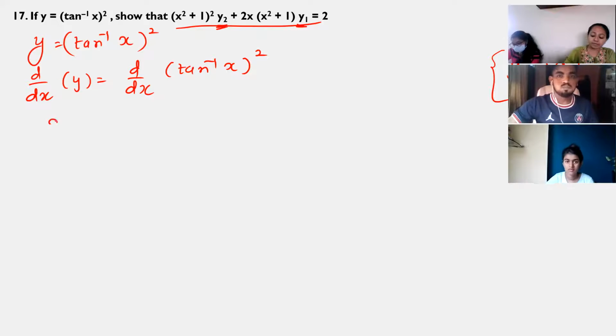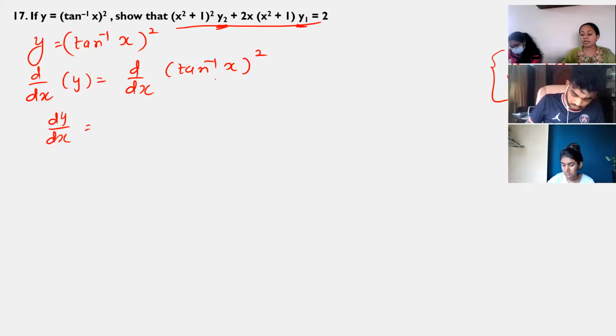Okay. Left hand side dy by dx, it was so simple. But right hand side, it is not tan inverse x. Tan inverse x, I know, tan inverse x means 1 by 1 plus x square, right? But it is not that way. It is squared. Square means we have to apply that algebraic expression method.